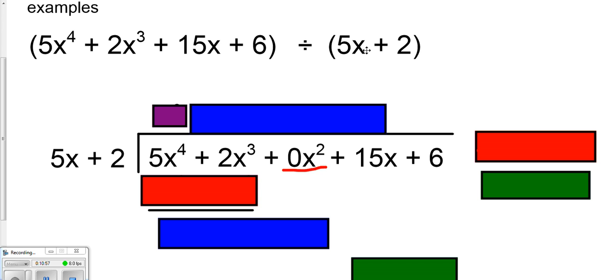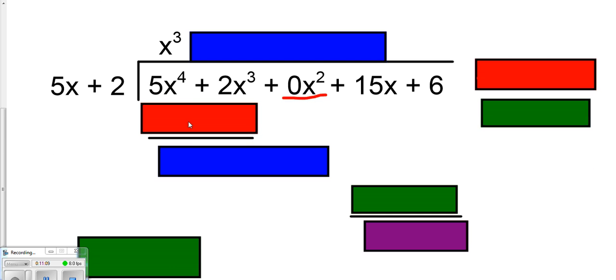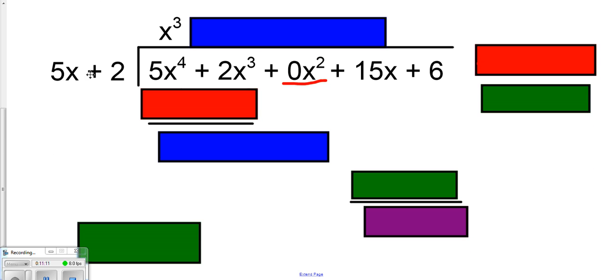That's going to play an important piece because it's now 5x goes into each piece. So looking at this, 5x goes into 5x to the fourth how many times? It goes in x cubed number of times. Okay, again, what that means is 5x times x cubed is what would give me 5x to the fourth. So in fact, when I do x cubed times 5x, it becomes 5x to the fourth. X cubed times 2 becomes 2x cubed.